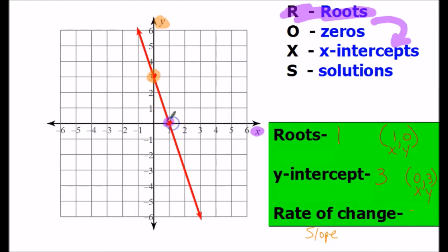Hey, that works there. So how do I get from this point to that point? So I'm going to go down 3, over 1. So down means negative, so negative 3 over 1. So I got my rise over my run. And so it's got negative 3 over 1, which simplifies to negative 3. So I have my answer. My root's 1, my y-intercept is 3, and my rate of change or slope is negative 3.